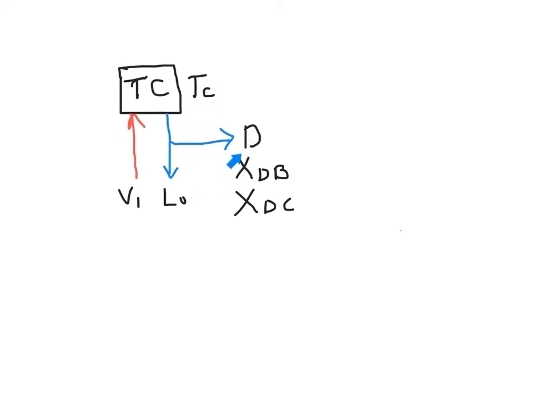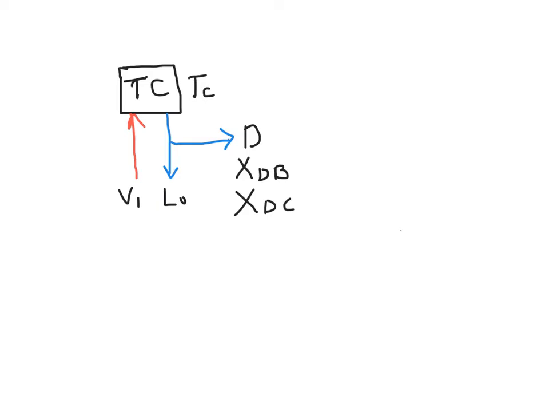The distillate here has composition XDB. I give it this extra subscript because we have the three chemicals. That's benzene, and C is for chlorobenzene. I don't write out the composition of the dichlorobenzene because, again, these all sum up to 1. Also, I don't write out the compositions of V1 and L0 because, as we know, they have the same composition as the distillate.